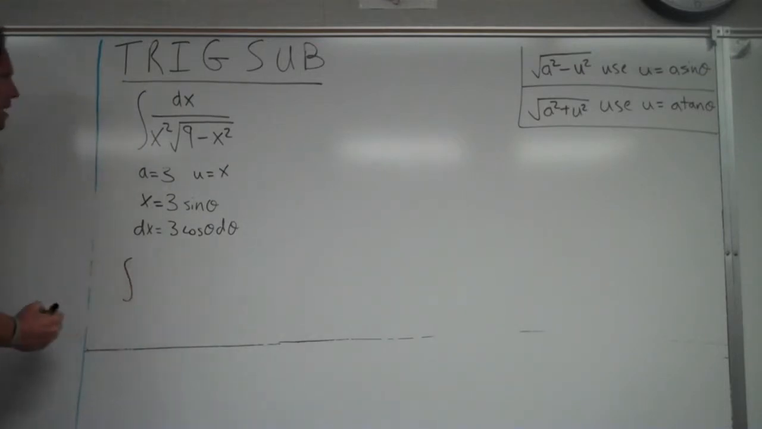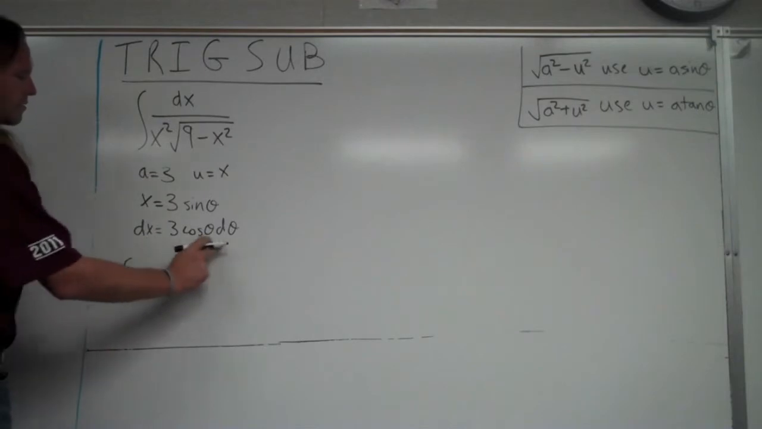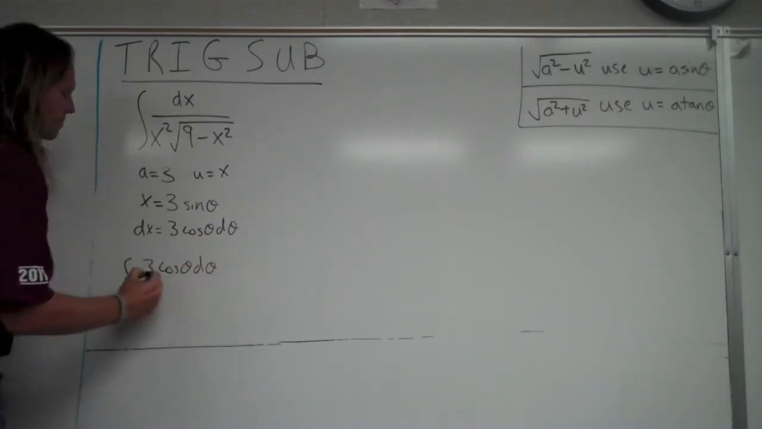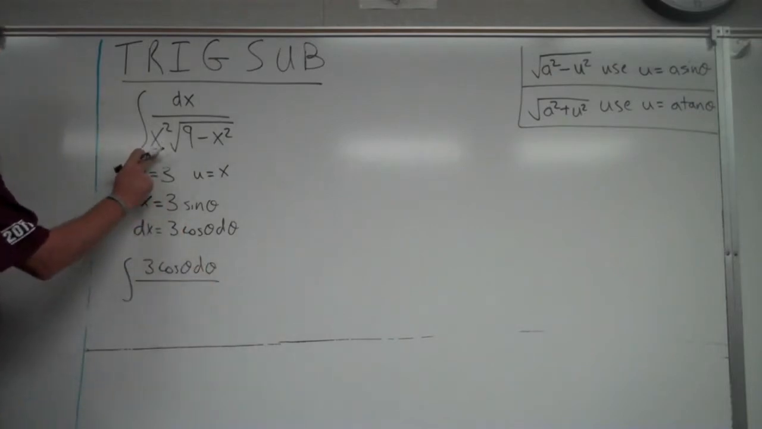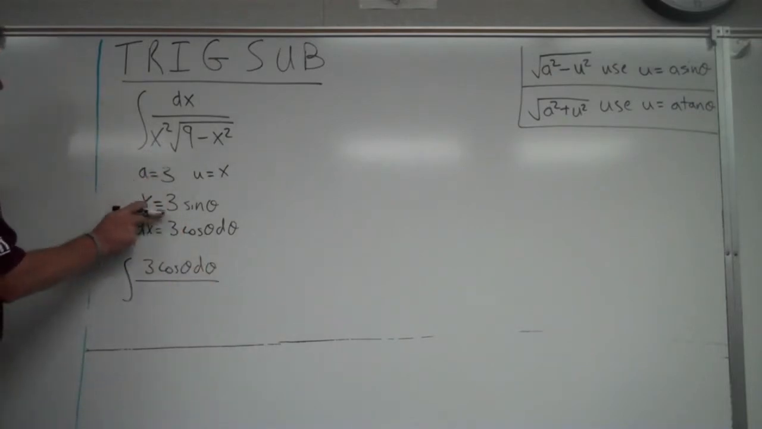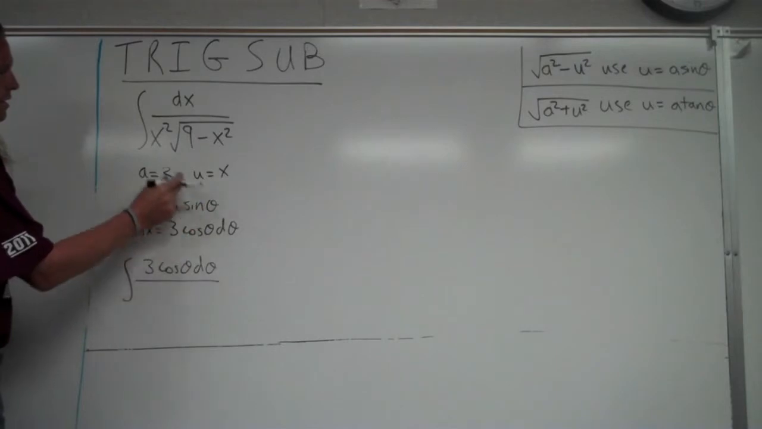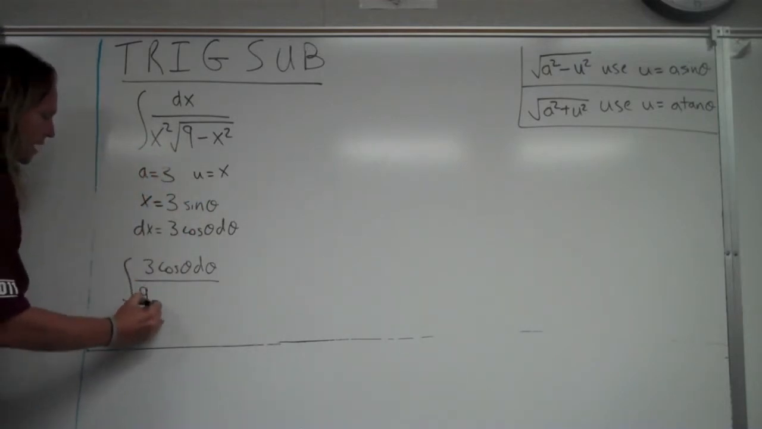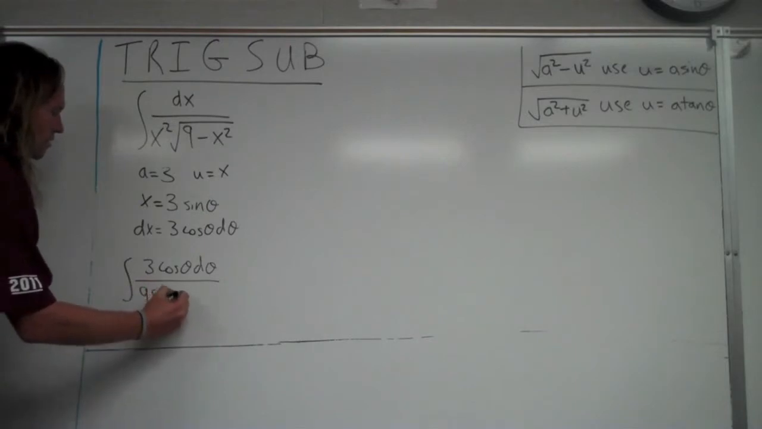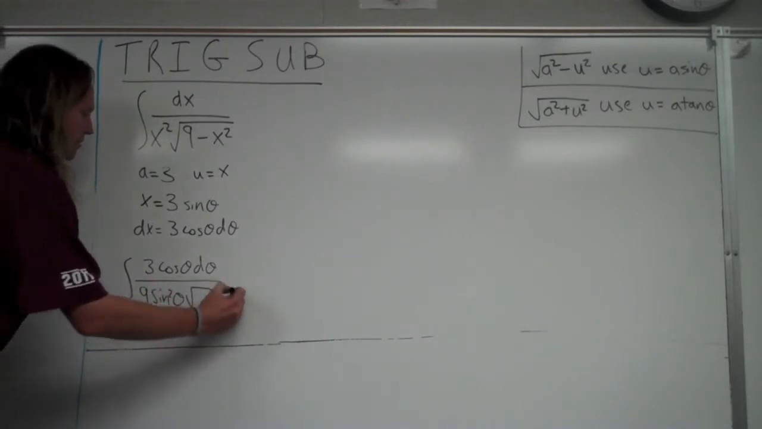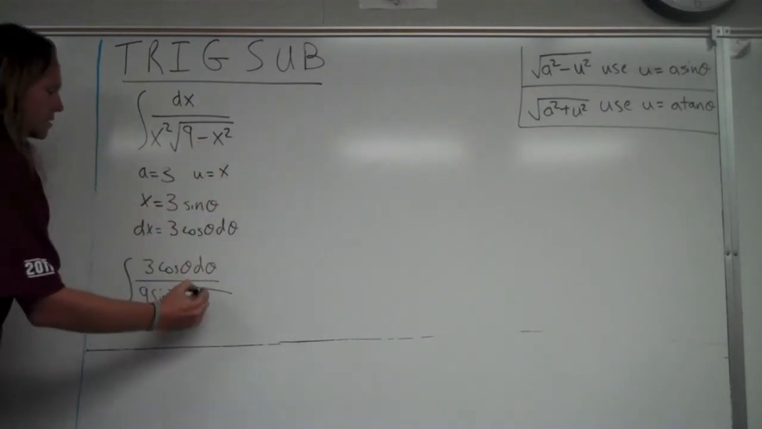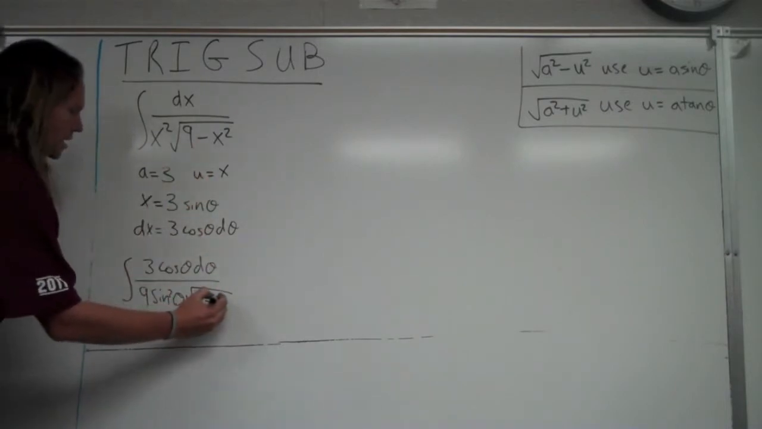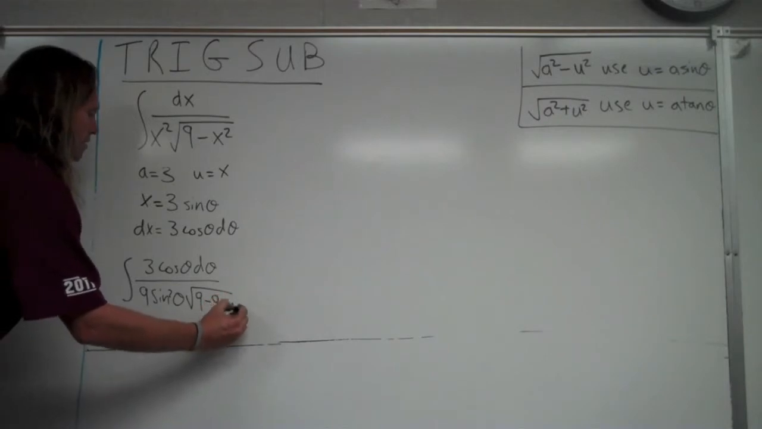So let's see here what happens. Instead of writing dx, I'm going to write 3 cosine theta d theta. Where I see x squared, I'm going to use x equals 3 sine theta, so I'm going to put 3 sine theta in for x and square it, so it will end up being 9 sine squared theta, times the square root of 9 minus another x squared, so that x squared again is just going to be 9 sine squared theta.